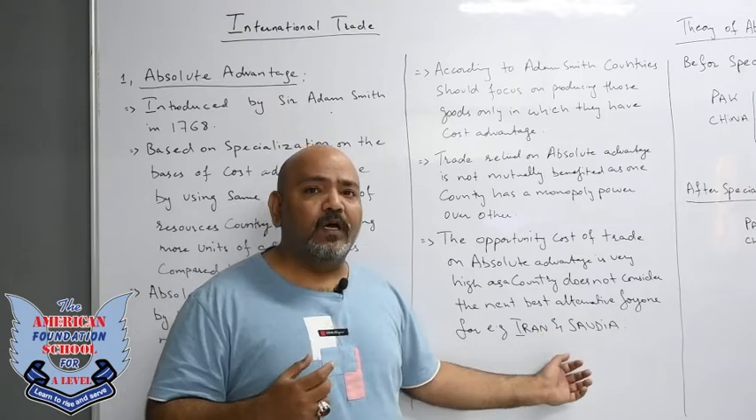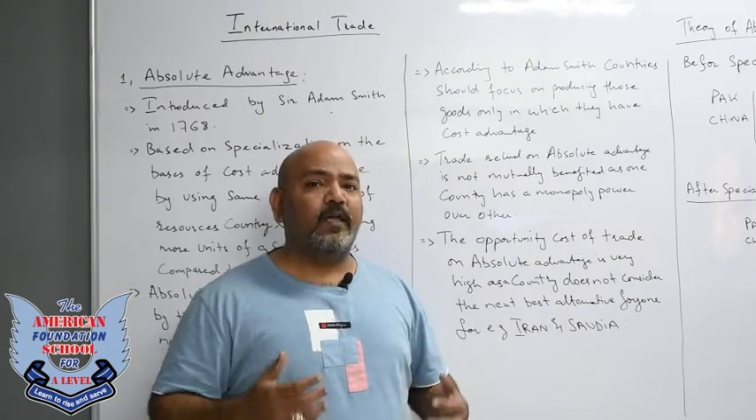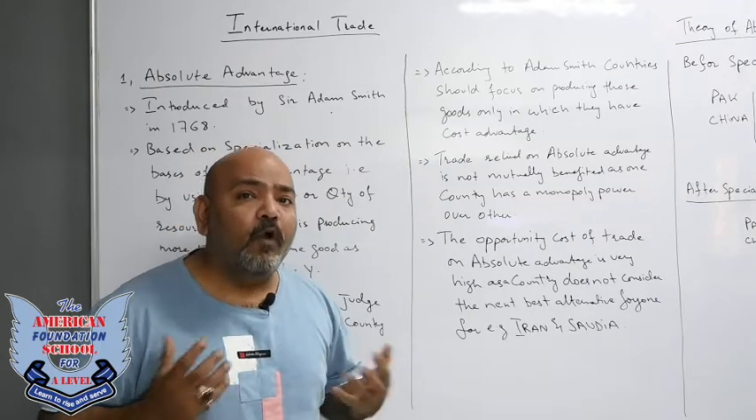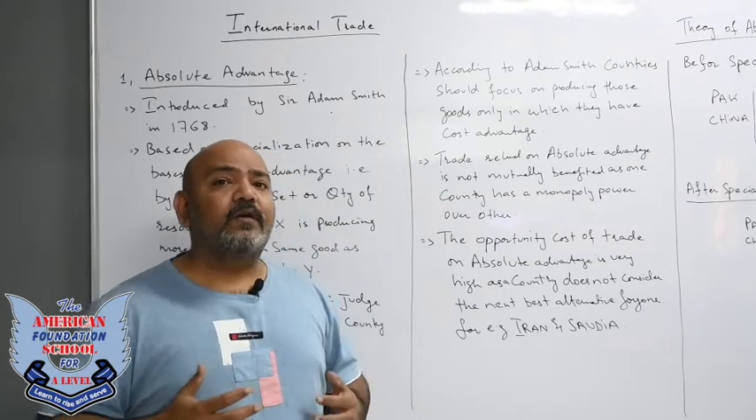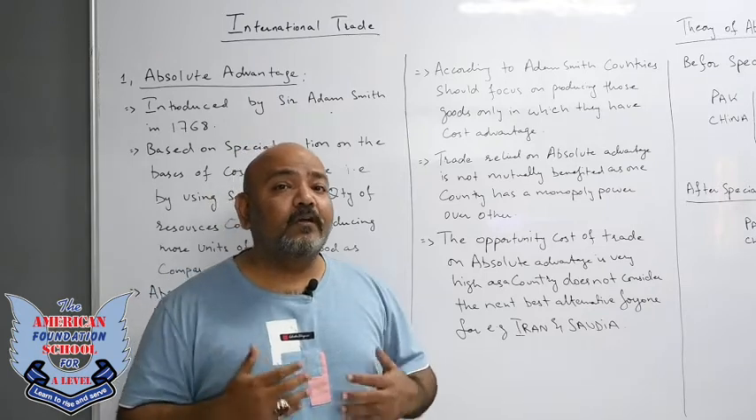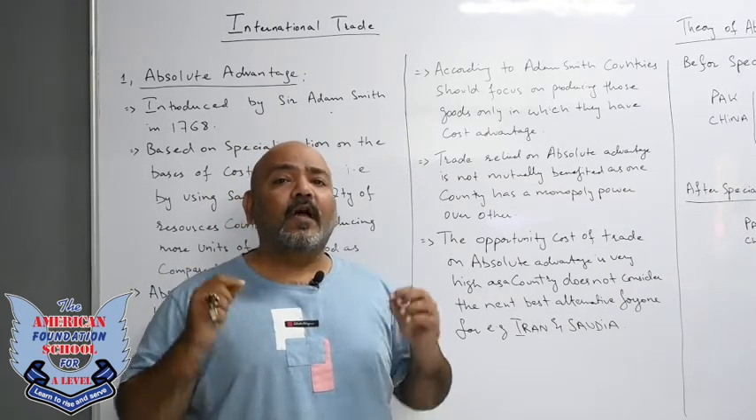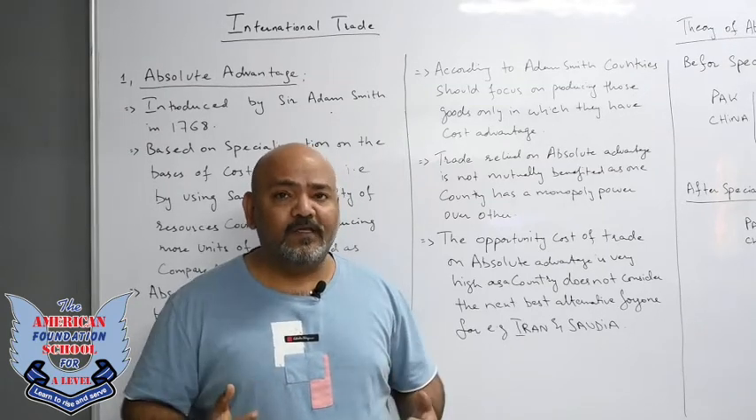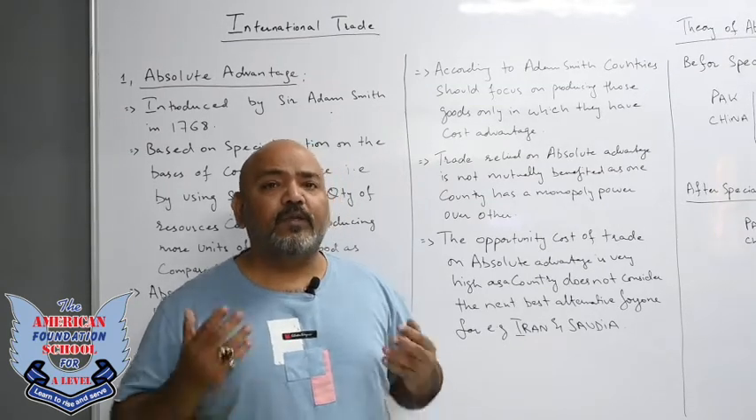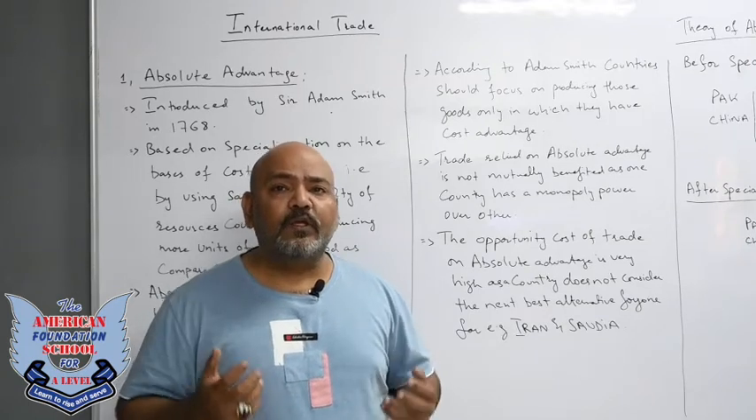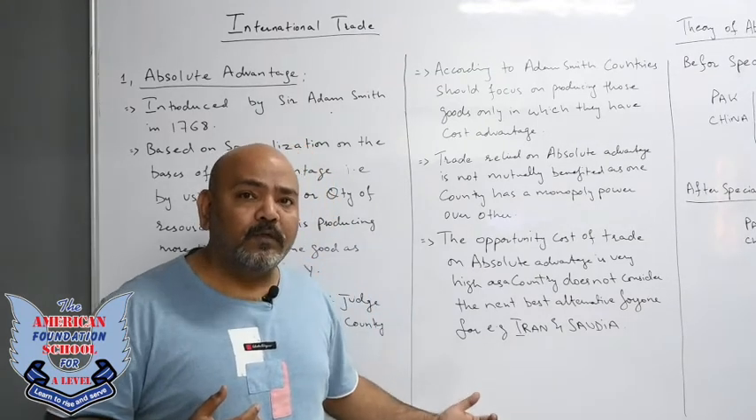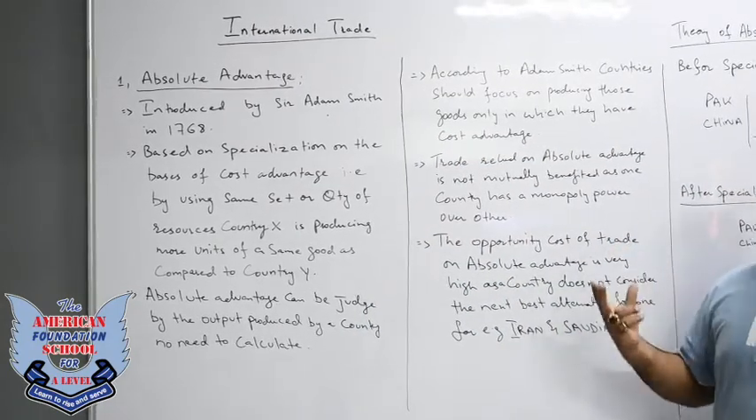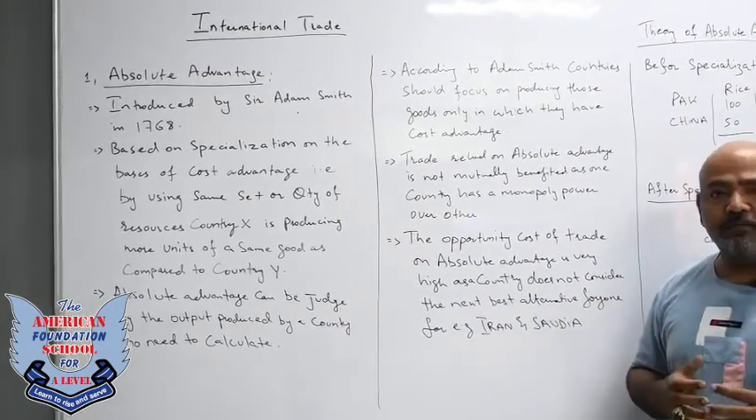So Iran and Saudi are enriched, they are specialists, they have absolute advantage in producing oil, but they have a big flaw, they have a big lacking. These countries are not as developed as they must be. Why? Because they are not considering the opportunity cost of specializing on the basis of cost advantage, that is, only focusing on the production of oil and its byproducts. I hope the basic concepts of absolute advantage are clear enough.